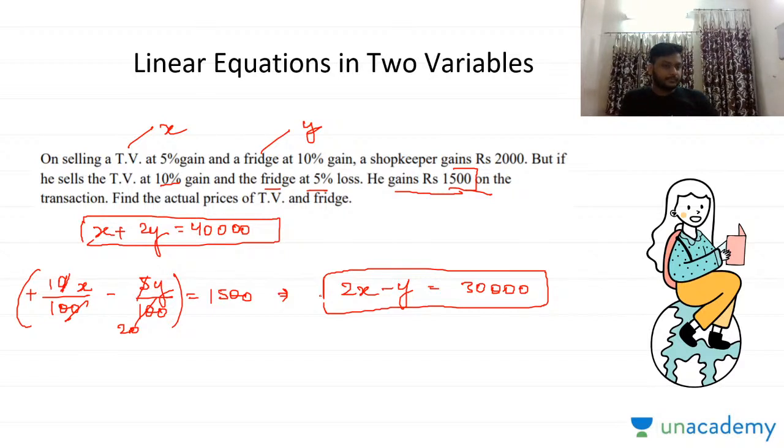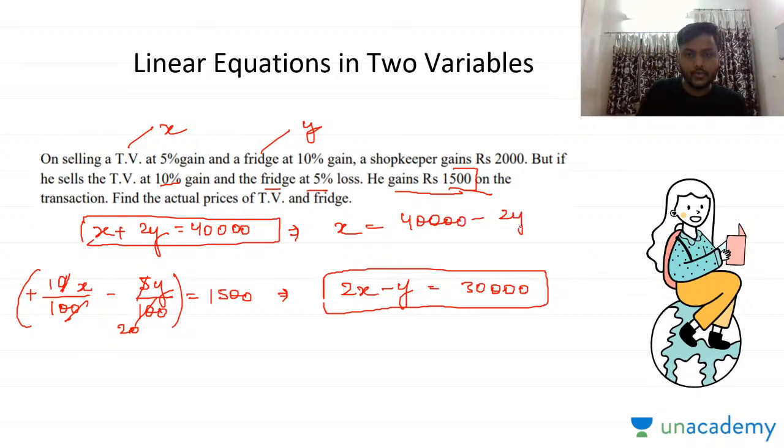You got it? Okay, so I have x plus 2y is equal to 40,000 and 2x minus y is equal to 30,000. Now the question is very simple actually. If you see, you just need to find out the value of x and y. यहाँ से मैं x निकाल लेता हूँ. From here my x will be what? My x will be 40,000 minus 2y. Let's put this x over here.